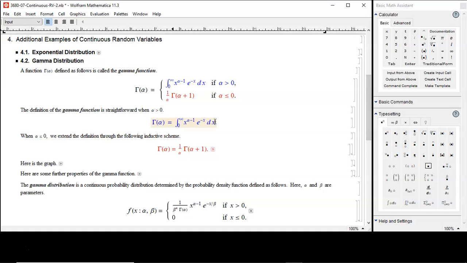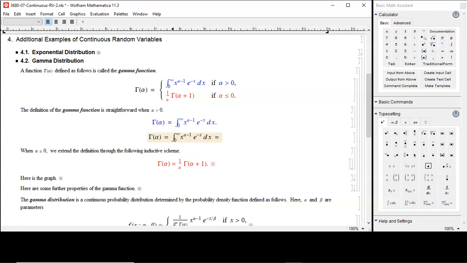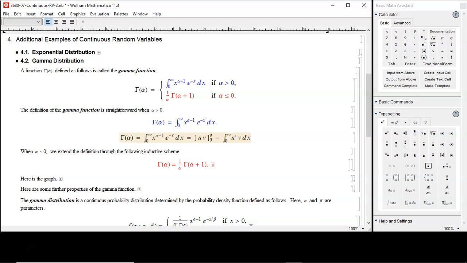Let's study this integral. Well, in that case, we can apply integration by parts. Here is the integration by parts formula, going from 0 to infinity. Okay, that's the integration by parts formula, isn't it?